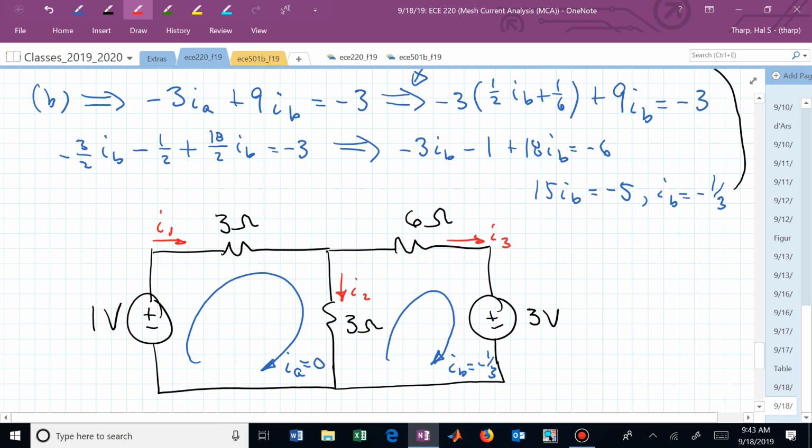They're my 3 branch currents, which is what I was trying to find. That was what was asked of me to begin the problem. How do I find I1, I2, and I3? I've already solved for the mesh currents. I should be able to back out those branch currents. What's I sub 1?